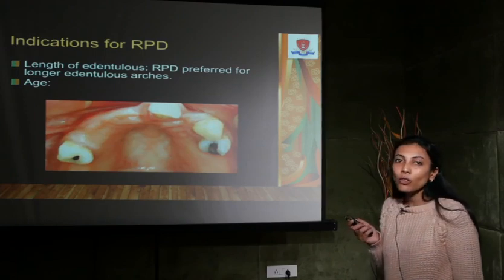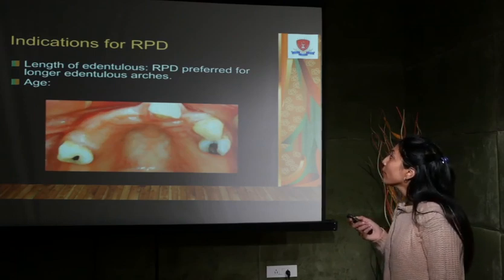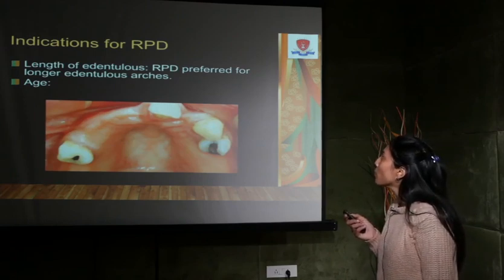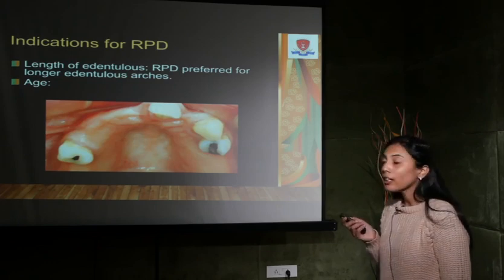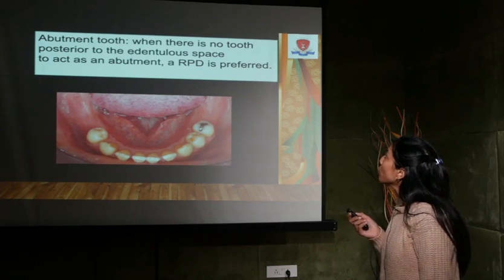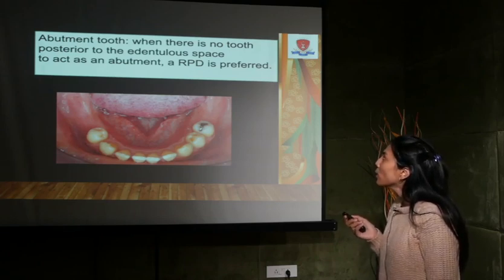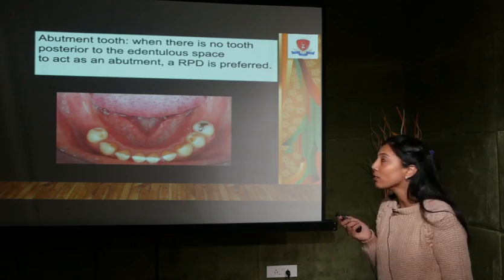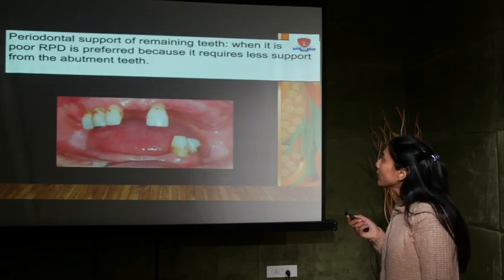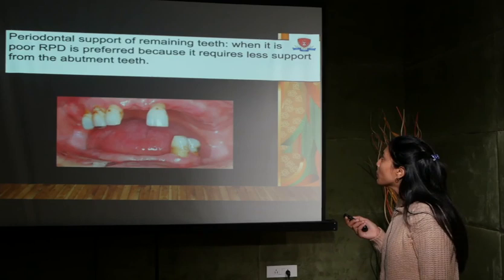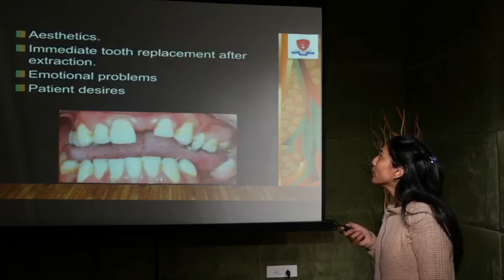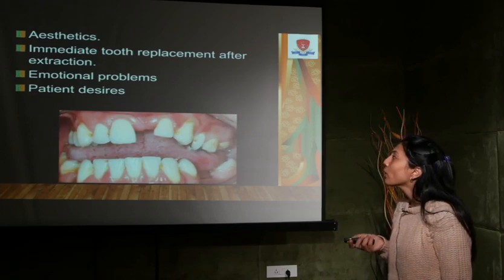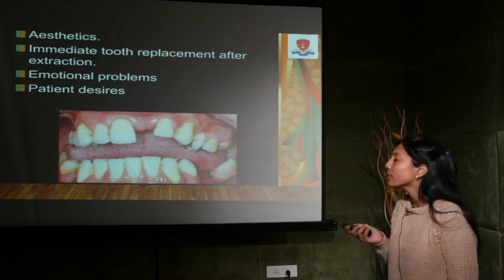What are the indications of removable partial denture? Where the length of the edentulous space is more. RPD is preferred for the longer edentulous arches. In elder ages, where there is no posterior tooth to the edentulous space to act as an abutment. When there is poor periodontal support of the remaining teeth, RPD is preferred because it requires less support from the abutment tooth. Aesthetics, immediate tooth replacement after extraction, emotional problems, patient desires or convenience.